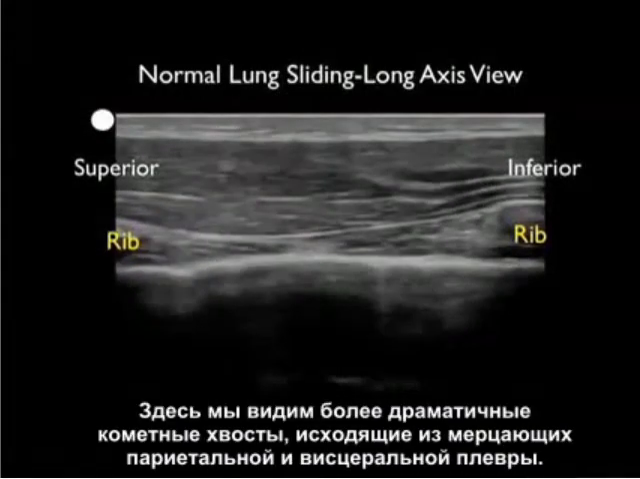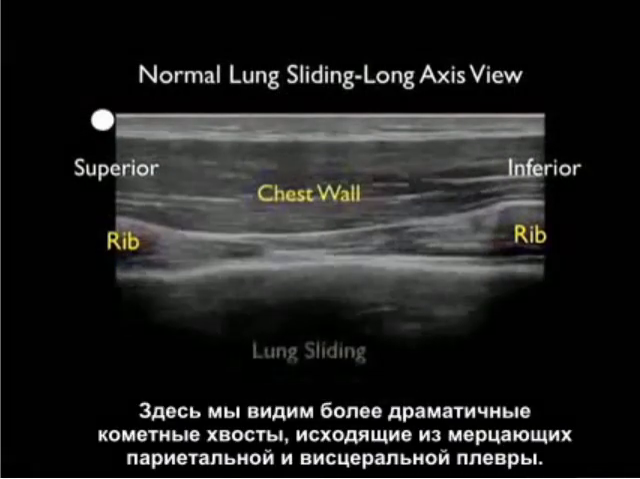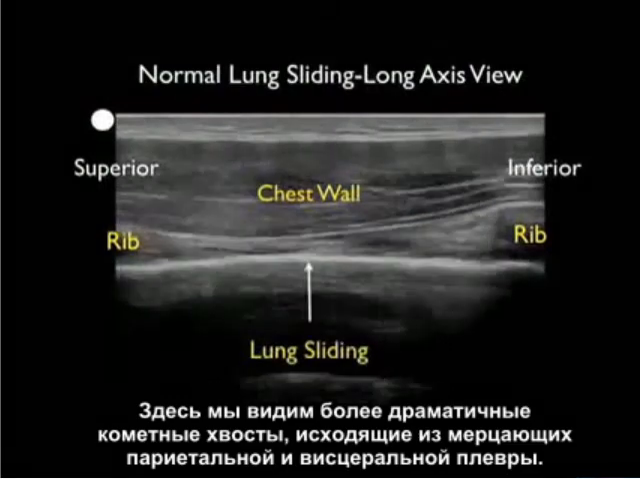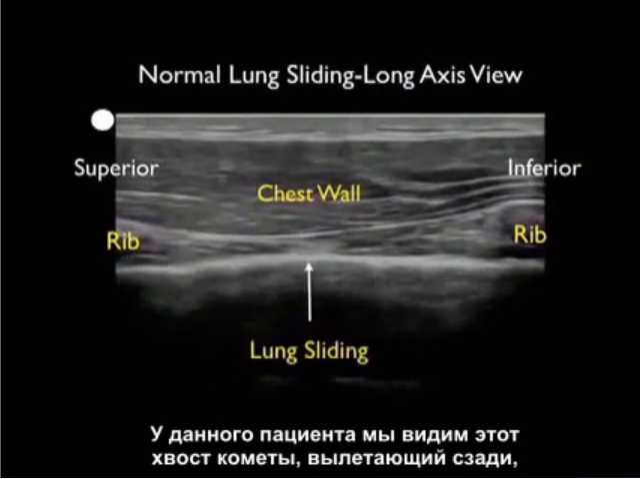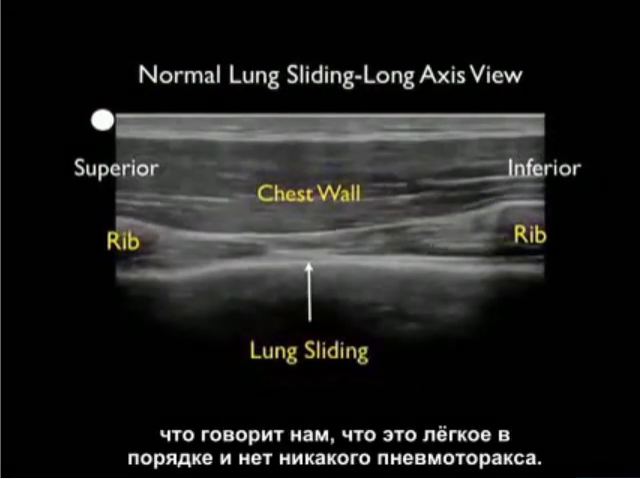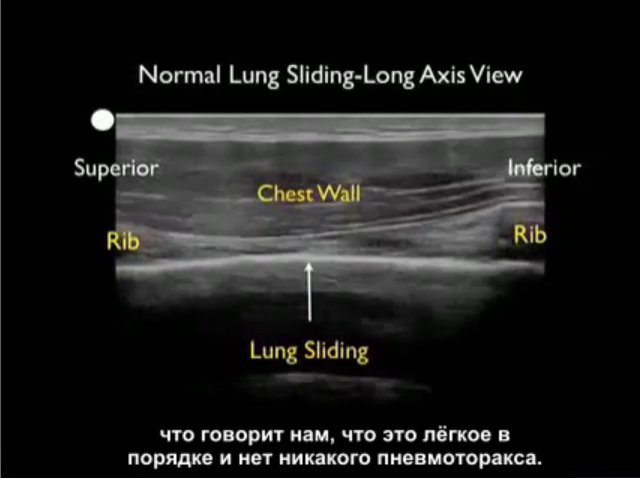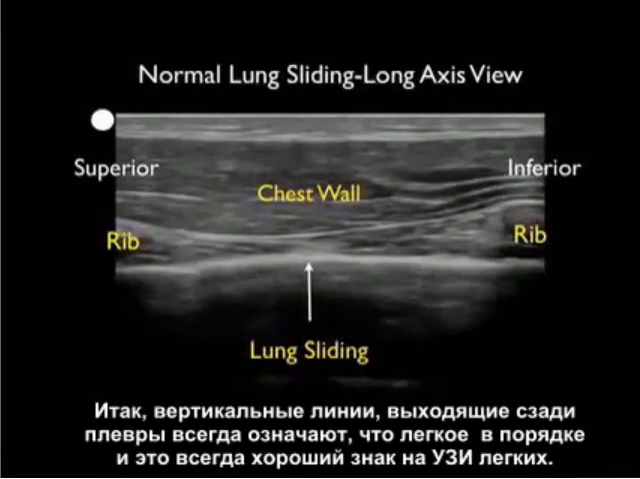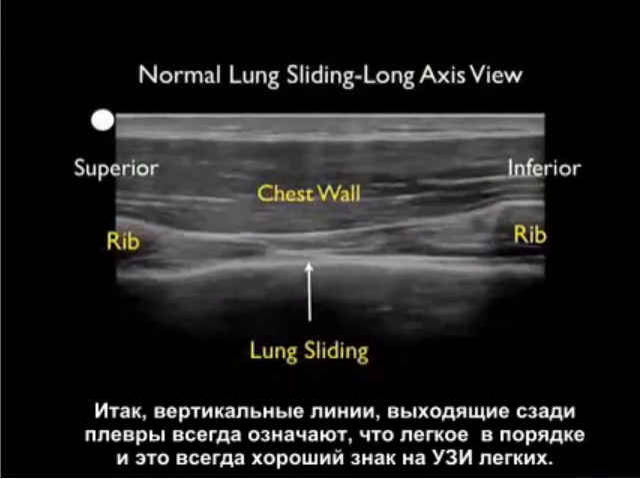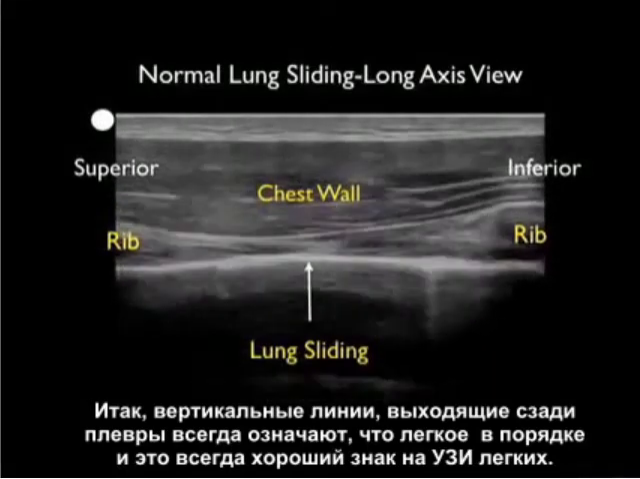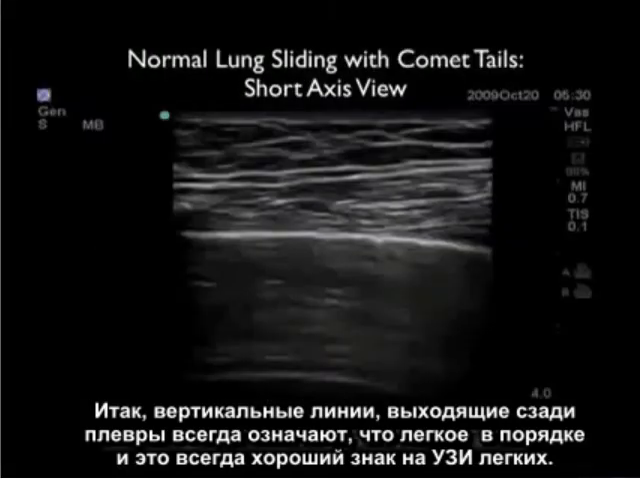Here we see more dramatic comet tails coming off the shimmering parietal and visceral pleura. In this patient we see the comet tails shooting off the back, telling us that this lung is up and there's no pneumothorax. So vertical lines coming off the back of the pleura always mean that the lung is up, and are always a good sign on lung ultrasonography.